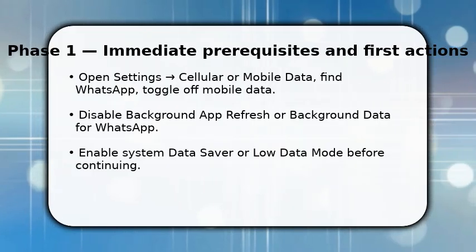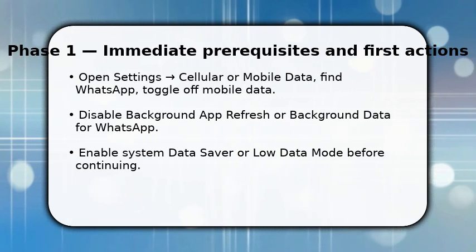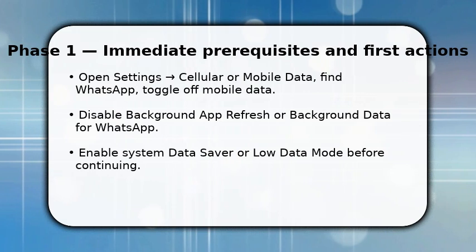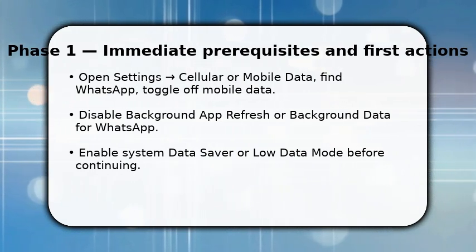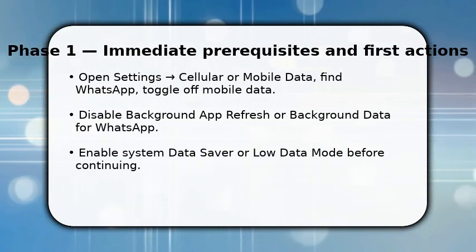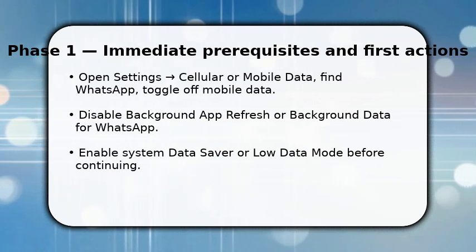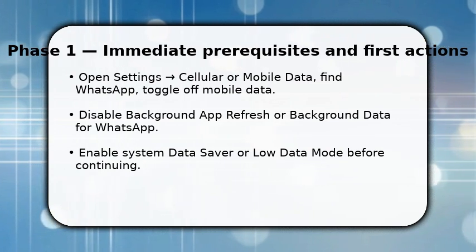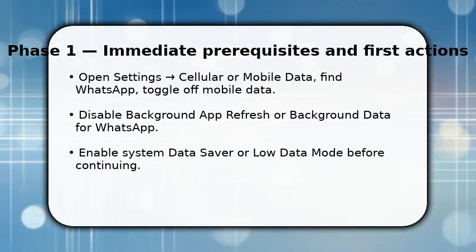You begin by cutting WhatsApp off from cellular data. Go to Settings and locate Mobile Data or Cellular, then find WhatsApp. Once there, switch off mobile data and disable background app refresh so the app stops using data in the background. Make sure to enable the System Data Saver or Low Data mode to reinforce the restriction.